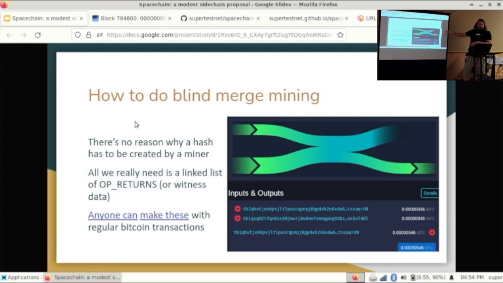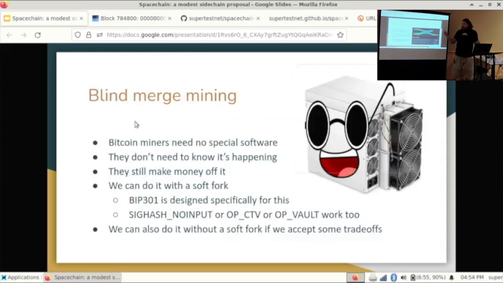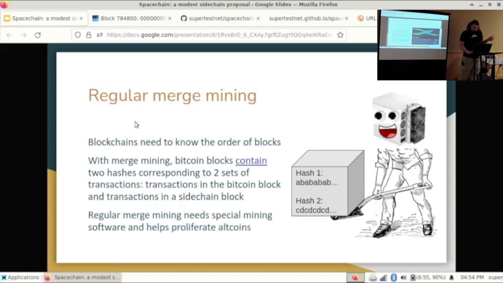Here's the cool part, though. Here's the part I actually like. It's how to do blind merge mining. There's no reason why a hash has to be created by a miner. Earlier in this slideshow, I showed you regular merge mining. The miners create this hash. This is the hash of all the transactions in Bitcoin. And miners also create this hash. This is the hash of all the transactions on the sidechain. Well, there's no reason this one has to be done by miners.